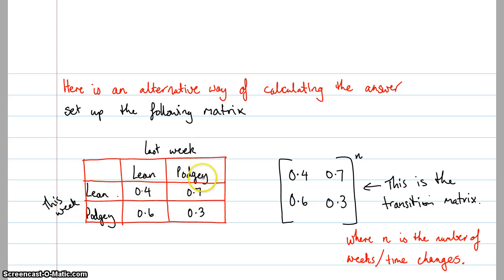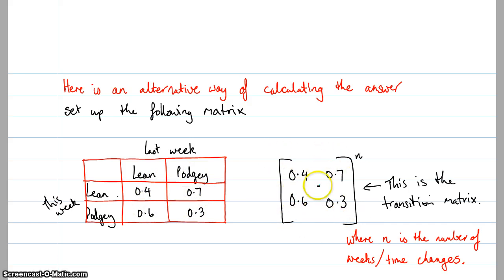That's 0.7, and therefore that one has to be 0.3. So those two numbers there have to equal 1. It doesn't matter what they add up going across, it just matters what they add up going down. And then I'm going to put this information directly into this little matrix here.